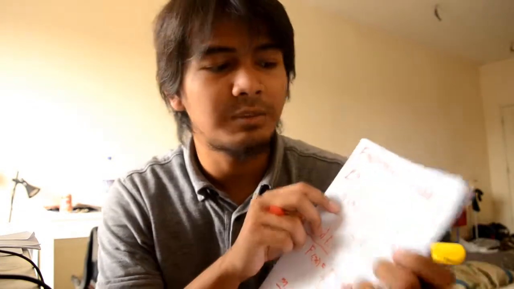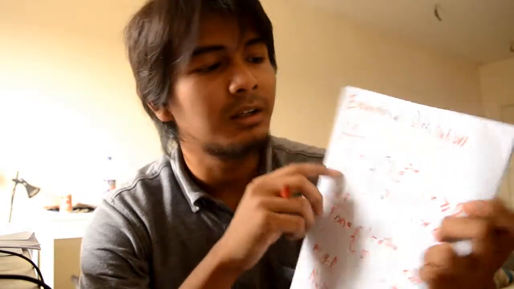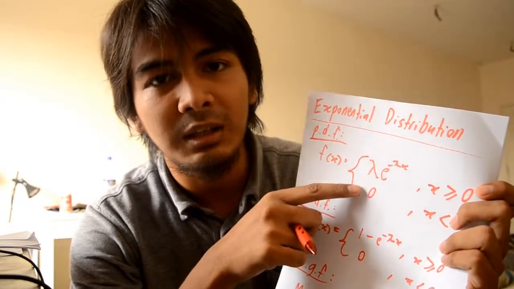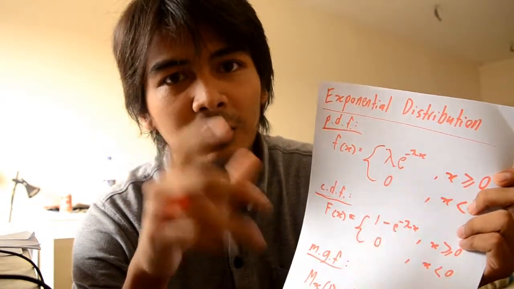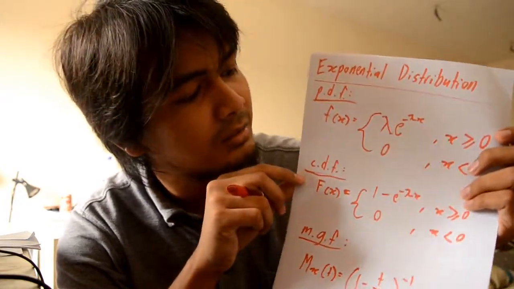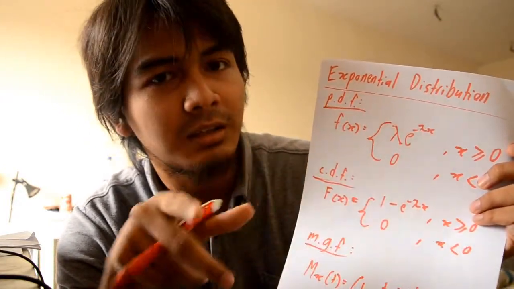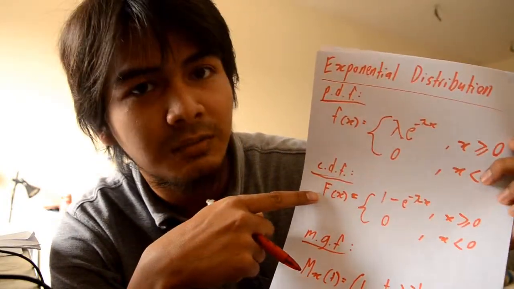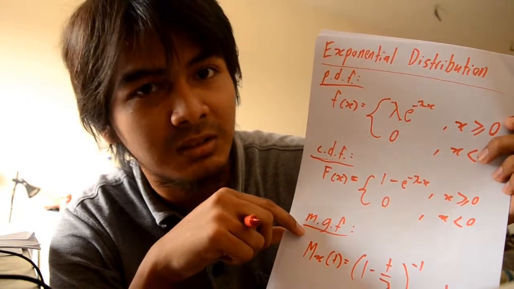Hi, I'm Saiful, and I'm going to explain to you the basics of exponential distribution. Exponential distribution is almost like Poisson. It has the parameter lambda, which means how many times an event happened in one period of time. As you can see here, just like any other distribution, it has the probability density function, the cumulative density function, and the moment generating function.